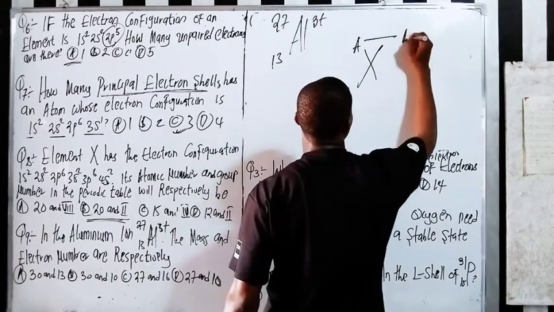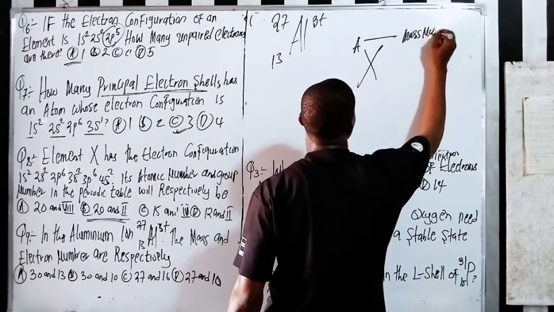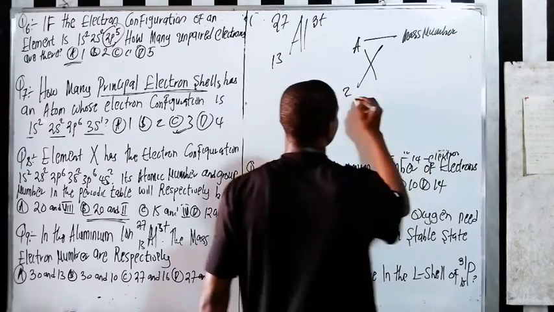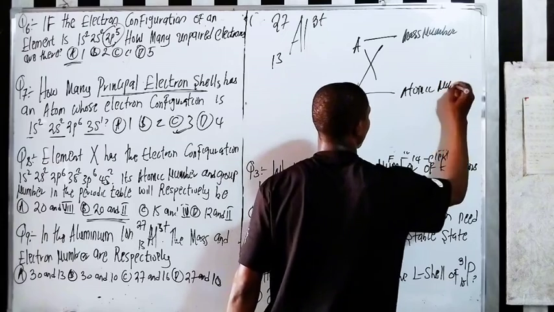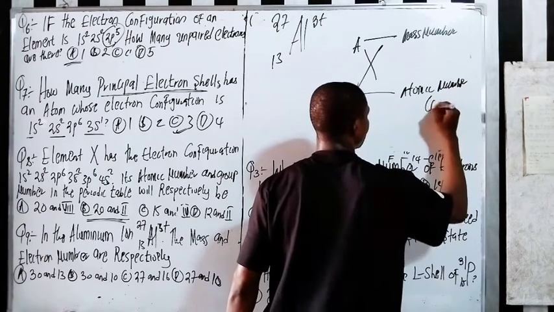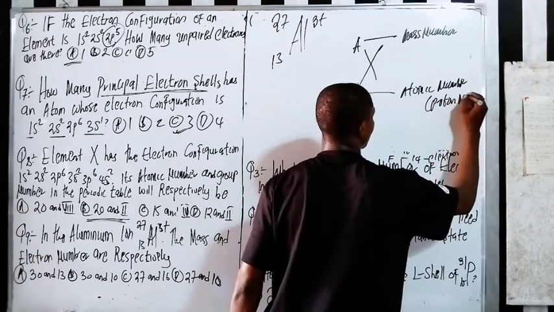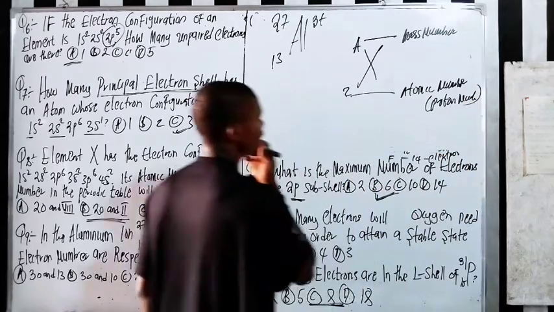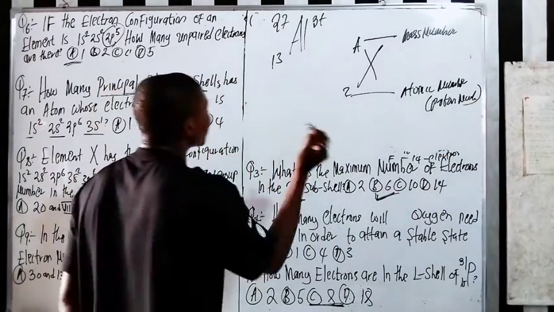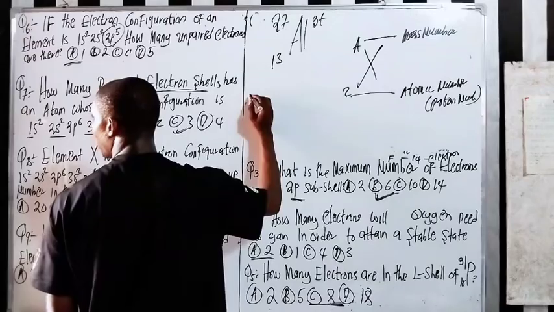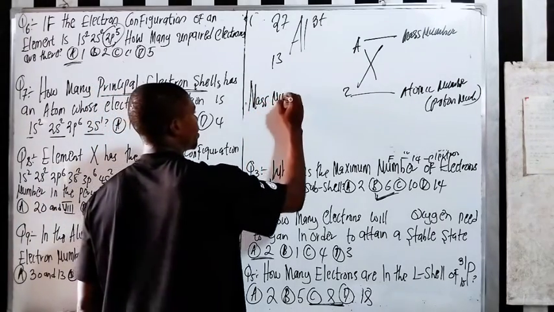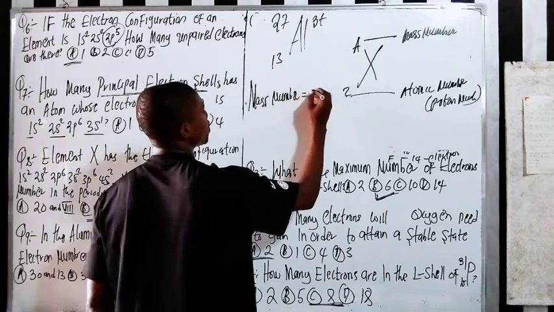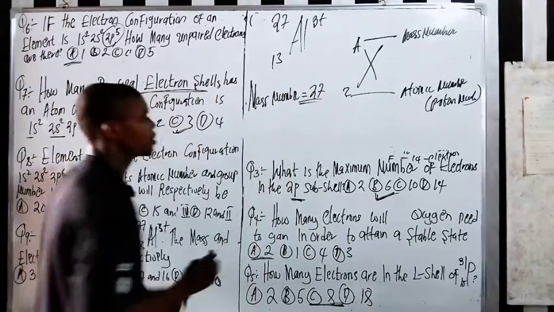Just like when we have A and Z, A is the mass number. Z is the atomic number, or proton number. Very important. So automatically my mass number here is already 27, right?